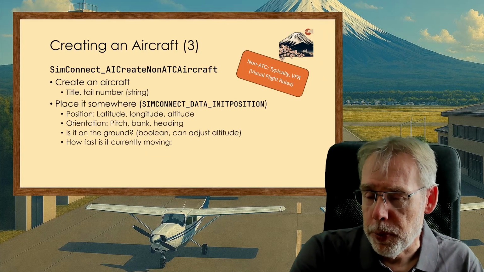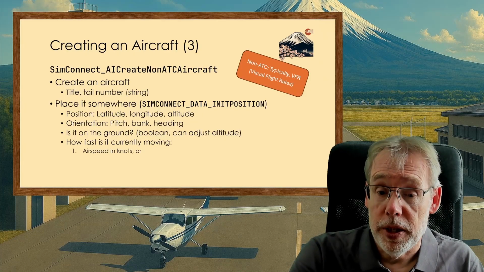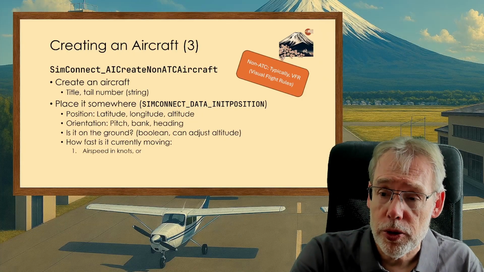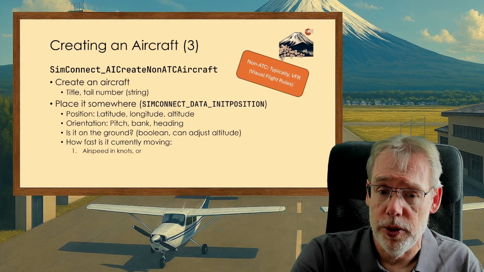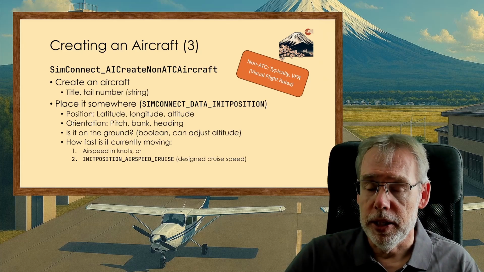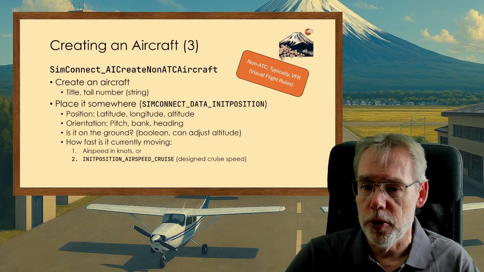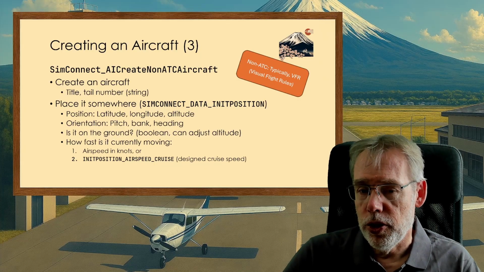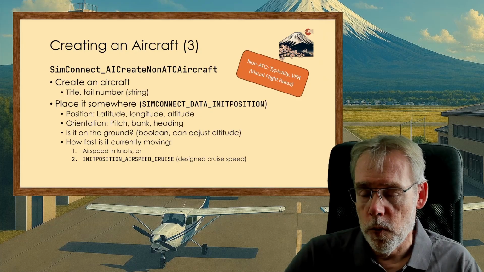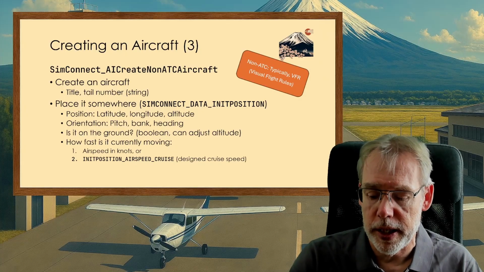So if you want it parked, normally you would use 0, specifying the airspeed in knots. But there are also two special values. First one is airspeed cruise. This is a value that the simulator will take from the flight model for that particular aircraft. And it means that you're saying, I don't know what speed it should be. Just look up what the normal cruising speed for this particular aircraft is.